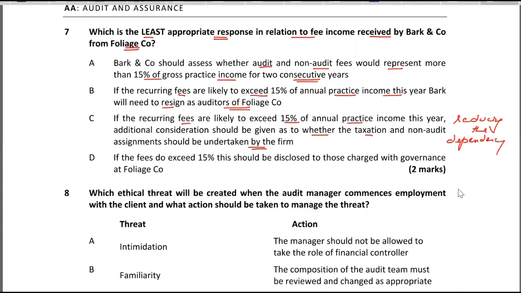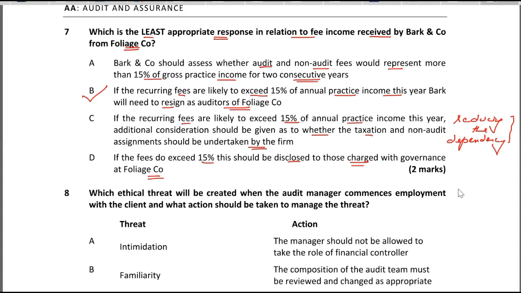They should consider whether they should go for more assignments or not. If the fee exceeds 15%, they should be disclosed to those charged with governance. Yes, we discussed that. So, what is the least appropriate response? That means the inappropriate. Why should they leave the client if their fee is exceeding 15%? This is not practical, that if the fee is exceeding 15%, then you start losing the clients. The firm cannot sustain. So, B option.